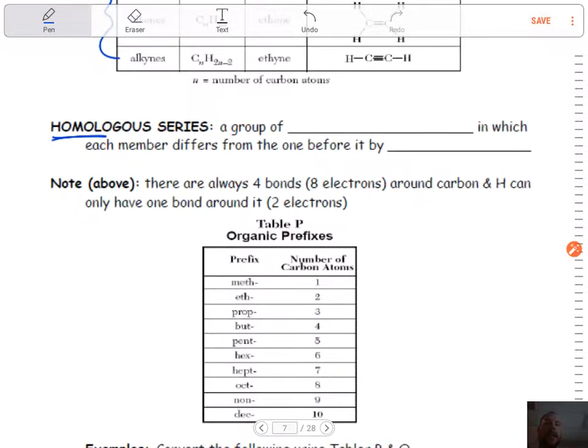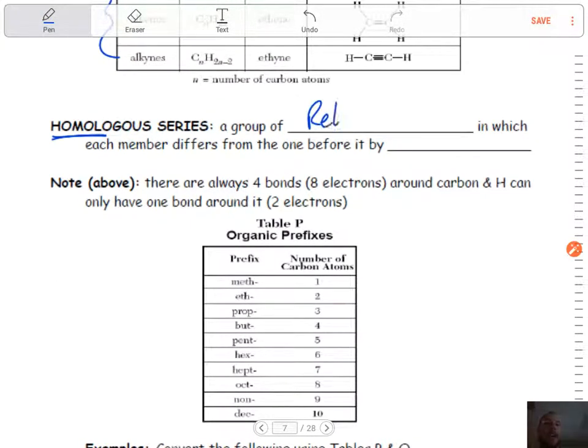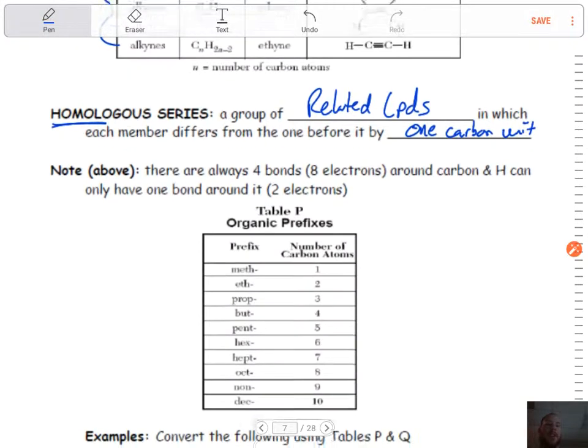But the big thing you want to remember, guys, homologous. Homo, right, same. It's a group of related compounds in which each member differs from the one before it by 1 carbon unit. Okay, so the next few videos are going to be dealing with homologous series, alkanes, alkenes, and alkynes. So we'll talk more about that later on.